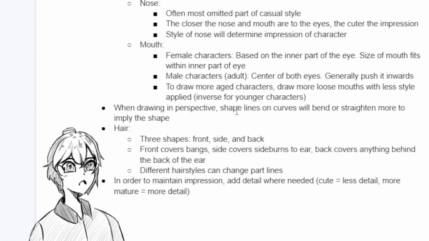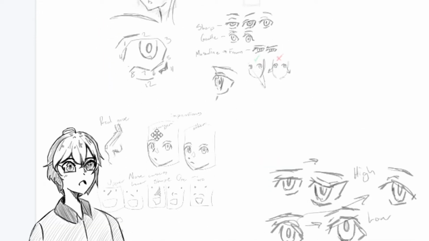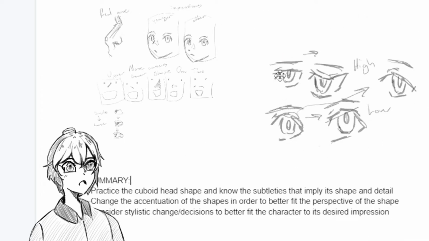And then when drawing in perspective, the lines that indicate your shape on curves will bend or straighten more to imply the shape. So what's meant by this instruction here, if you imagine these are straight profiles of the eyes here, as you start adding more perspective on a higher or lower angle, you're going to have to change the style of these eyes and really the bends as you start adding more perspective. Because you're essentially adding more distortion to the straight lines, they're going to become further and further away from straight lines in order to still indicate that perspective.